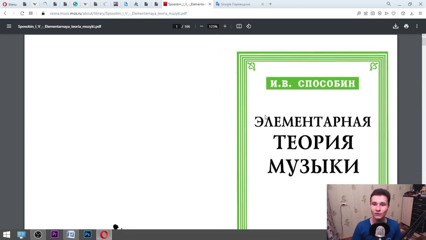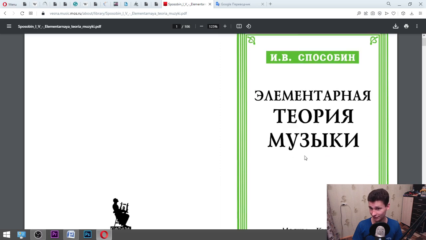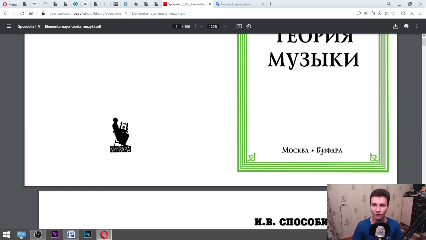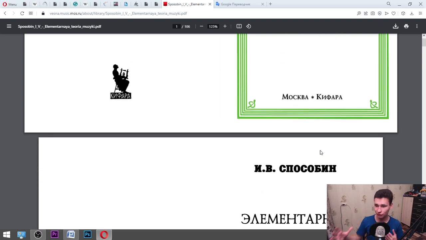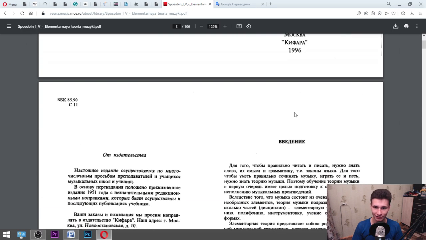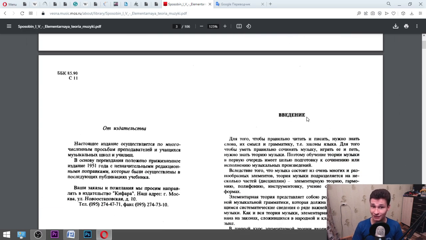First of all, what is written here? Элементарная теория музыки. It means elementary theory of music. Amazing. We understand it. It is Москва, Кефара. Кефара means the public place where it was created. It is the name of the publishing house, the industry that printed this book. Okay, here is also Введение, introduction.